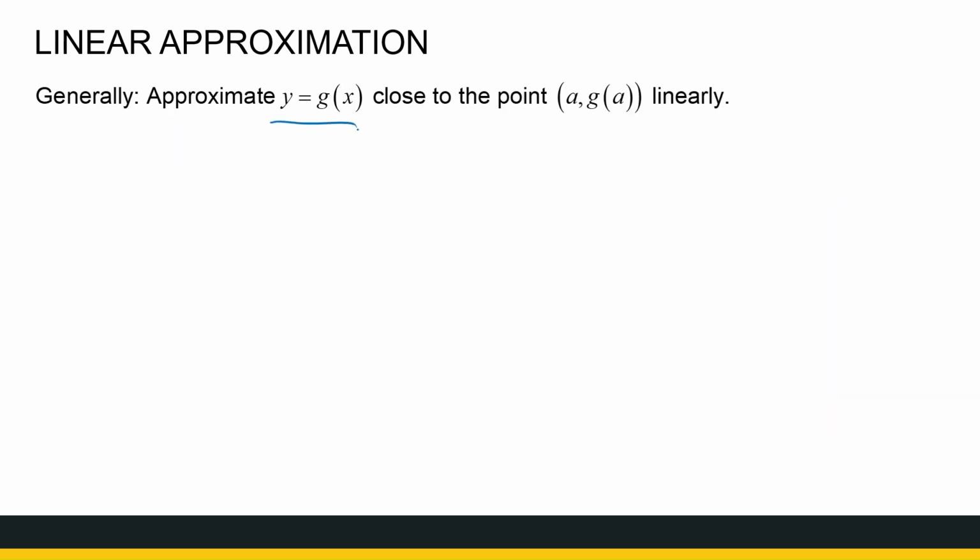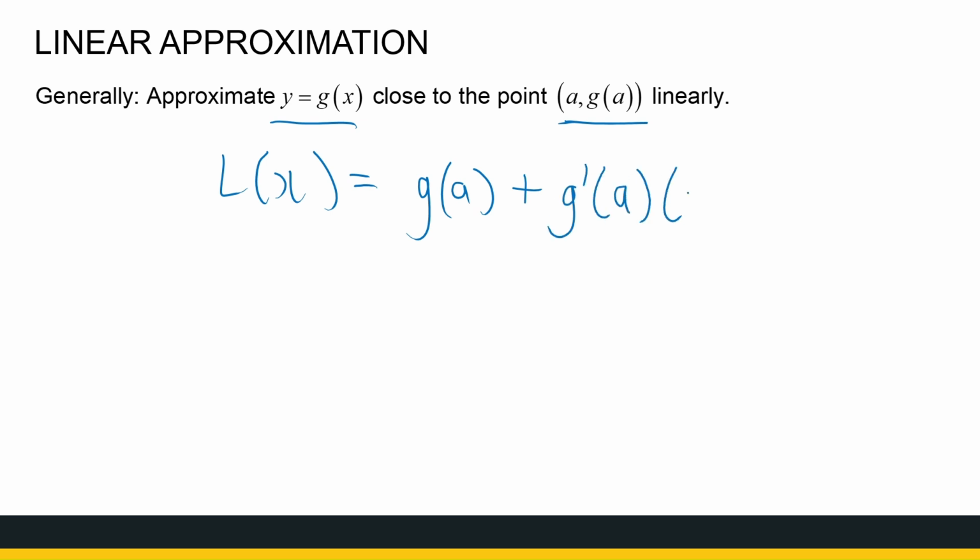Generally, if I've got a function y equals g(x) and I've got a point, that linear approximation is going to be g(a), my y value, plus the gradient, which is the derivative of g at the point a, times x minus the x coordinate. That gives me the equation of my straight line. So this is the same as calculating the tangent line. We're going to use that for linear approximation. So let's see what we can use it for.